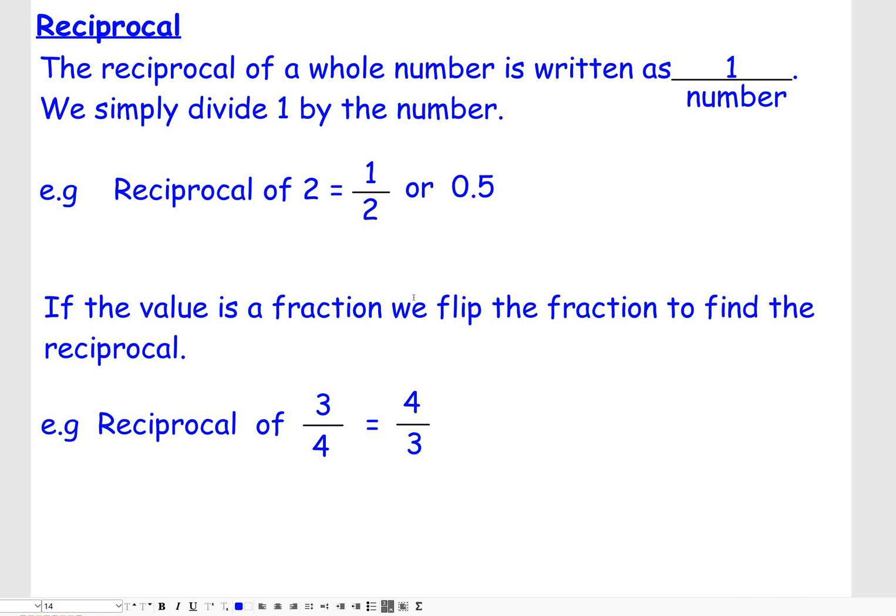If the value is a fraction, we flip the fraction to find the reciprocal. So for example, 3/4, we flip it to get the reciprocal. So the reciprocal of 3/4 is 4/3. 4 divided by 3, 4 over 3, 4/3.